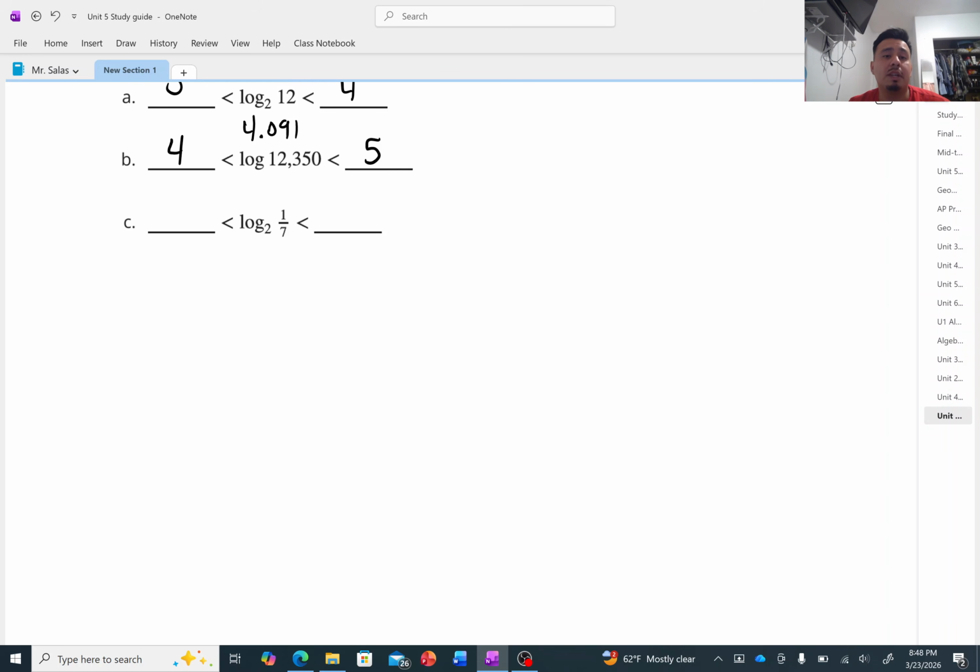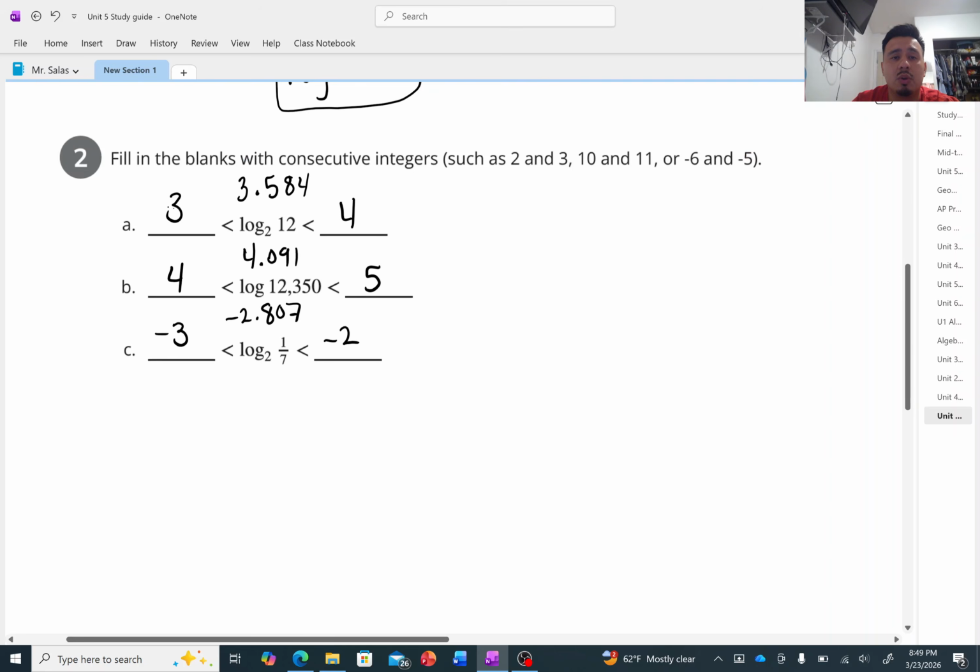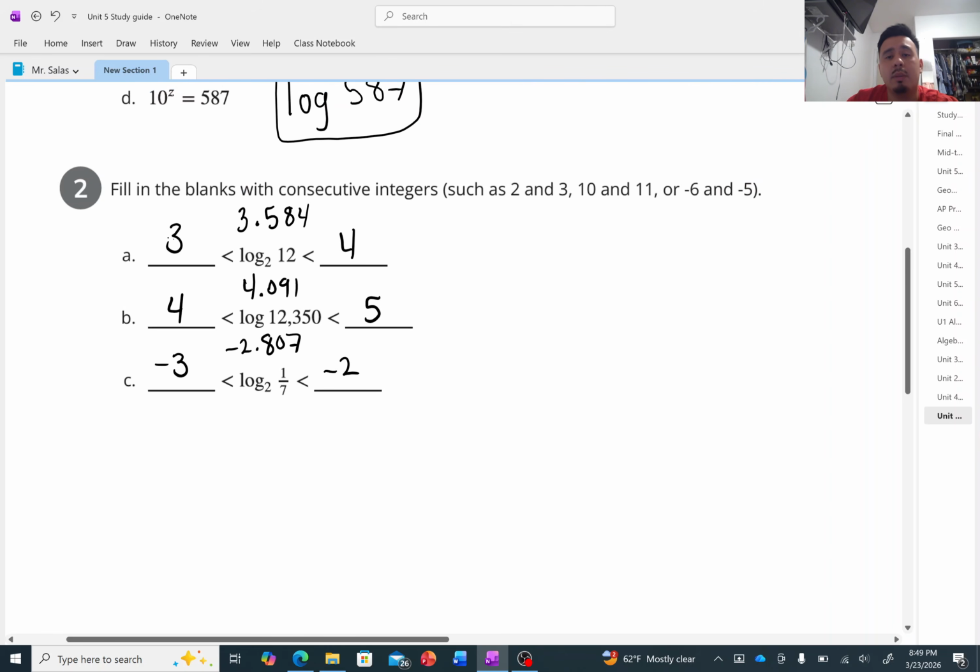Now, log base 2 of 1 over 7. Type that into the calculator. For this one, you're actually going to get a different number. Negative 2.807. You can see that that's between negative 3 and negative 2, okay? So these are your solutions for problem number 2 of your Section B checkpoint.